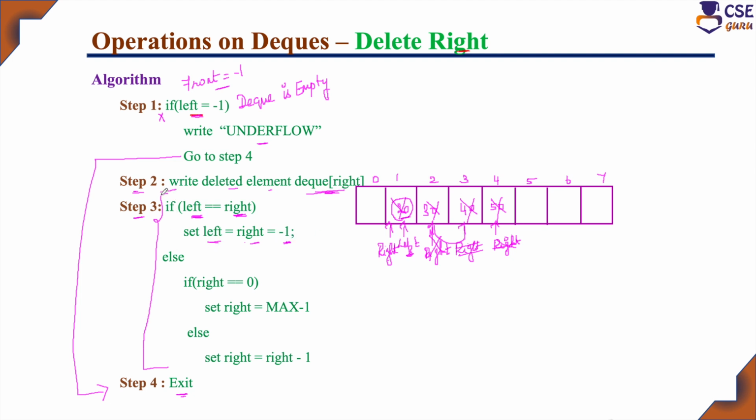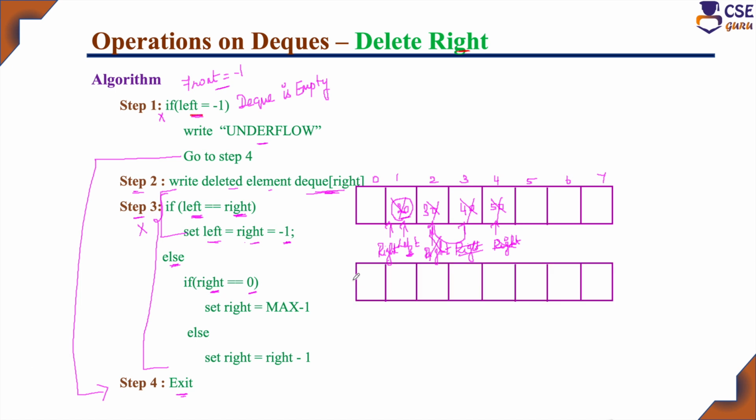Suppose this condition is false, go to the else part and here you have to check if the right pointer is pointing to the 0th memory location. Okay, so when will the right pointer point to the 0th memory location? Here this is 0, 1, 2 up to 7.